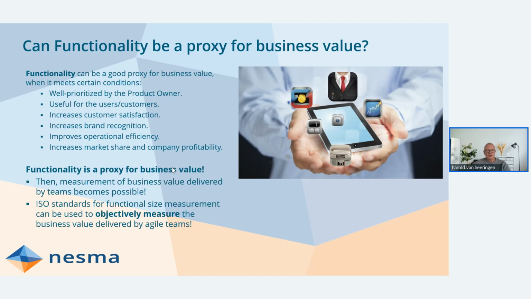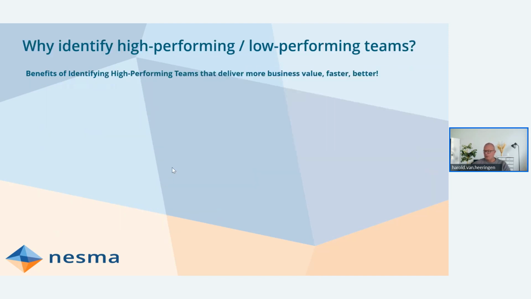So functionality, if it's a proxy for business value, and I understand it doesn't measure all the aspects of business value, but if it is a proxy for business value, then more functionality delivered means more business value delivered. And then you can use an ISO standard like the NESMA standard to objectively measure the functionality, being a proxy for business value, delivered by the Agile teams in an objective way, because it's a standardized method. And then we can try to understand which are my high performing and which are my low performing teams.